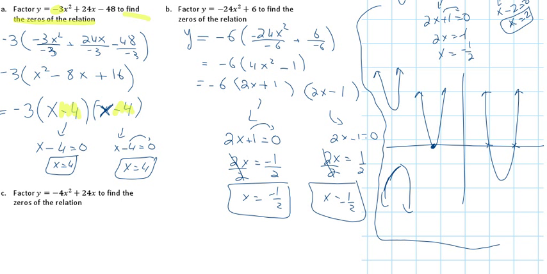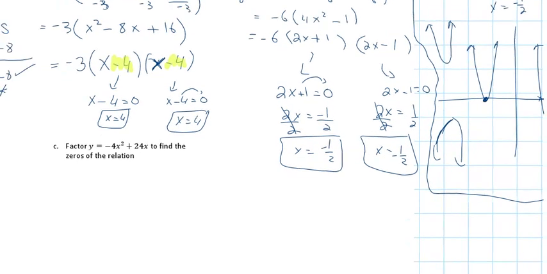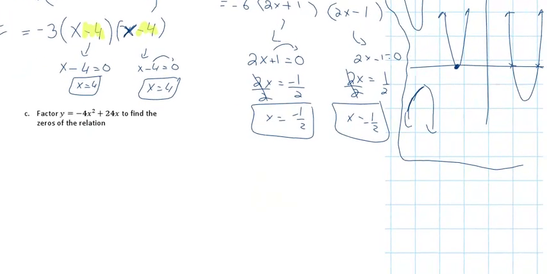All right, let's look at the last one. So for the last one, it's factor y equal negative 4x squared plus 24x because of the relation. I'm going to ask you that question again. What would you ask yourself first? Common factor. Do I have a common factor between these two terms? What is it? Negative 4x.